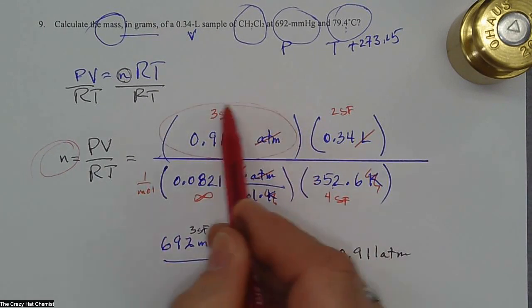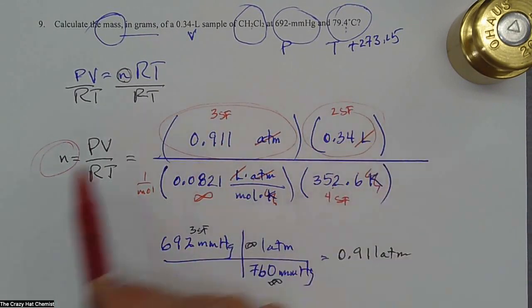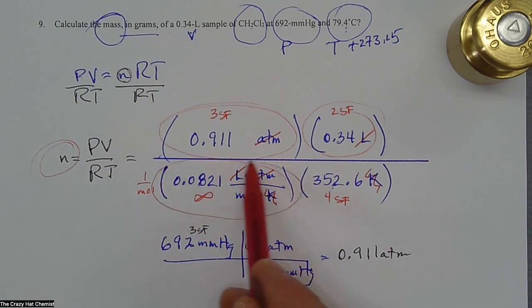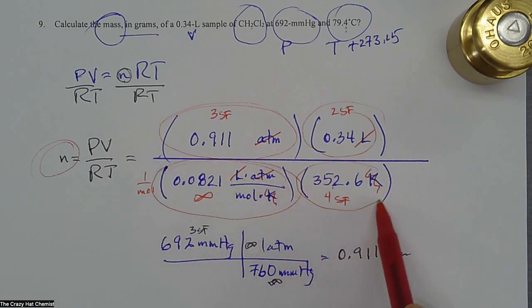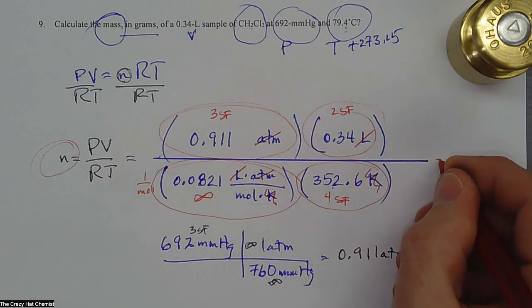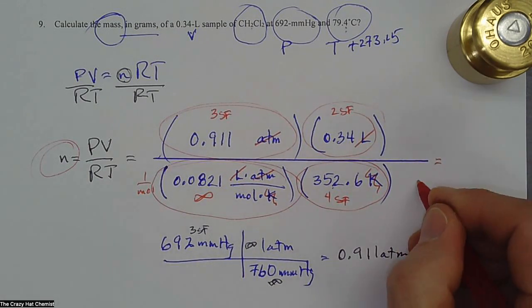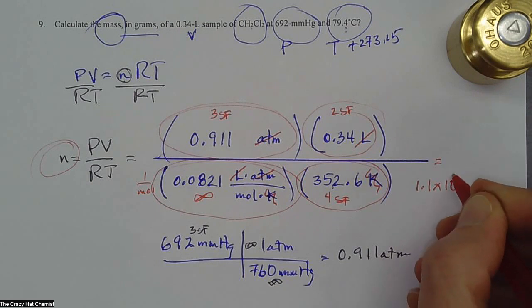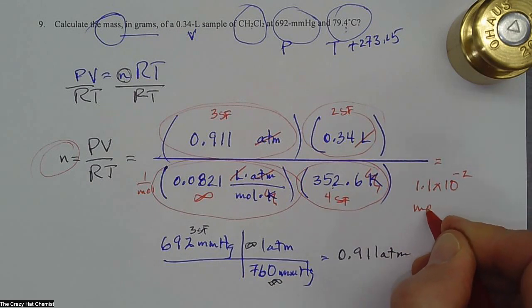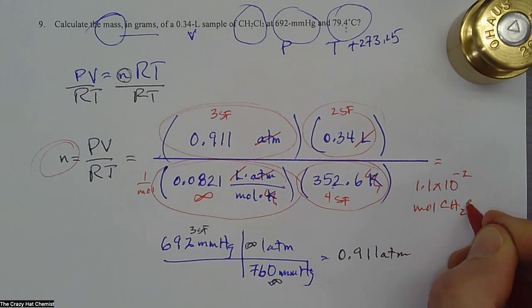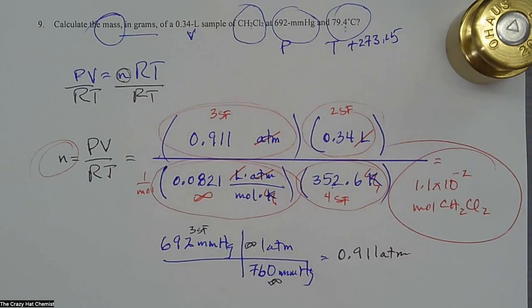This is 0.911 times 0.34 divided by 0.0821 divided by 352.6. And that will be 1.1 times 10 to the negative 2 moles of CH2Cl2. Cool. That has 2 significant figures. Now, the question is, am I solving for what I want? And the answer is no. What I need to do is solve for the mass. So I need to convert this value into a mass.